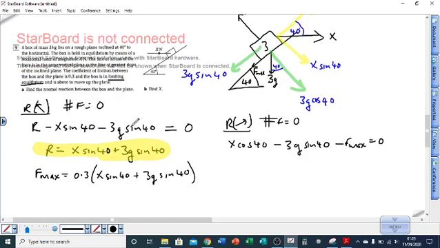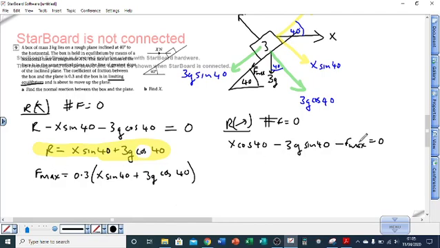X sin 40, that's right, and that's not sin 40, it's 3g cos 40. Okay, my bad, that's cos 40 just there. That's resolving in this sense. I don't know why I wrote that down. Okay, so that's all correct now. That's what I've got there.